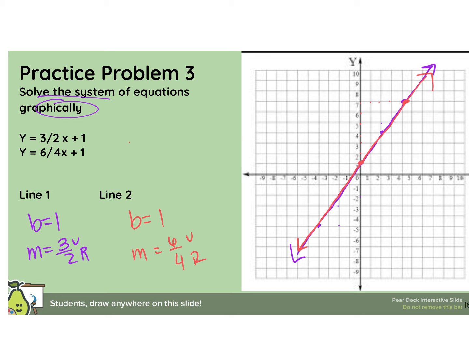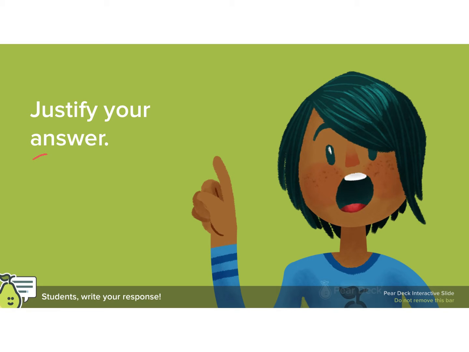So since it's the same line, that is infinite solutions. On the next slide, we'll justify. There are infinite solutions because the graphs are the same line. Right? They intersect everywhere, so infinite solutions.